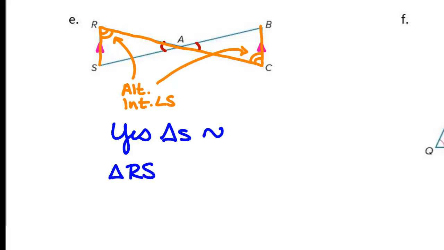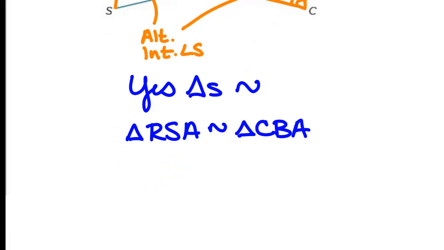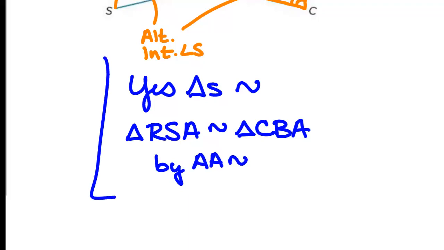Let's call the first one triangle RSA. Which angle corresponds to angle R? C. Which angle corresponds to S? B. And then angles A and A, those are my vertical angles. So triangle RSA is similar to triangle CBA by angle-angle similarity.